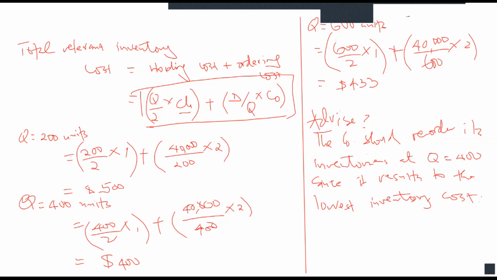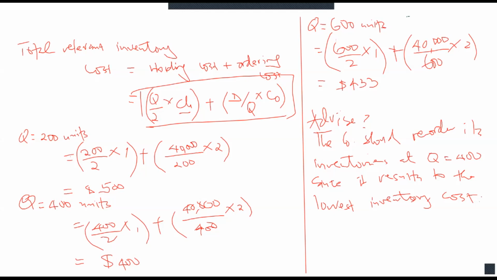I have a question. Sure. While we are doing this formula, why don't we use P by D, the purchase price by demand? It is part of inventory cost. However, it doesn't help you in making the decision. Why?